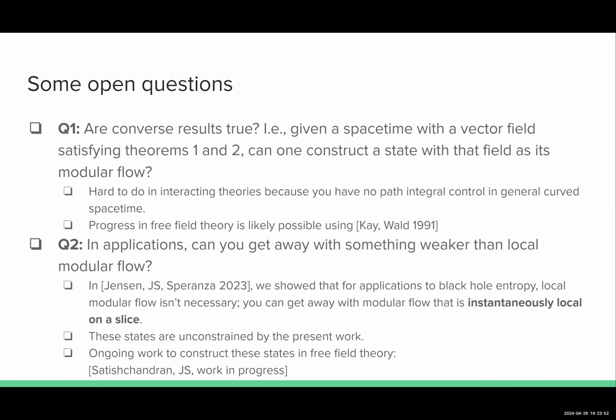It's very hard to do this in interacting theories because in a general curved spacetime, you don't have control over the path integral. And really the only tool you have for constructing states in interacting theories is the Euclidean path integral. It's the path integral continuation to Euclidean signature.